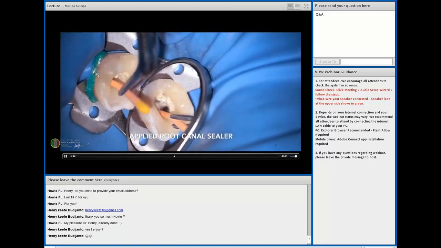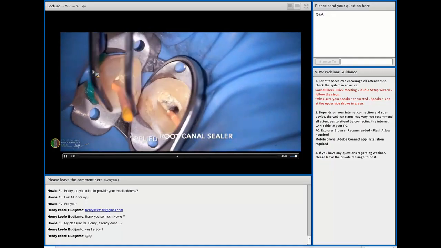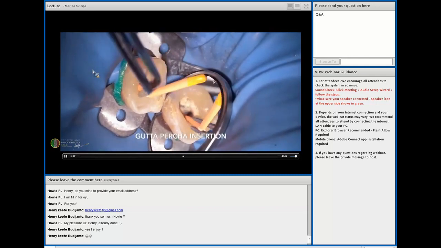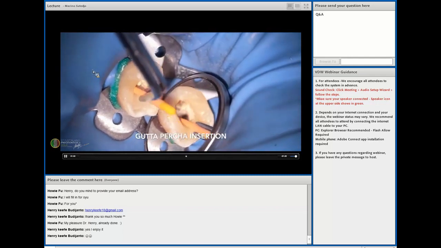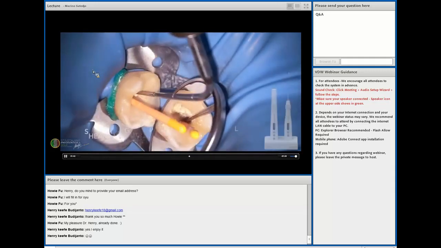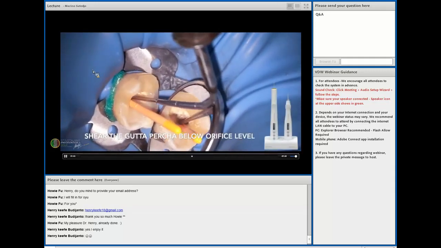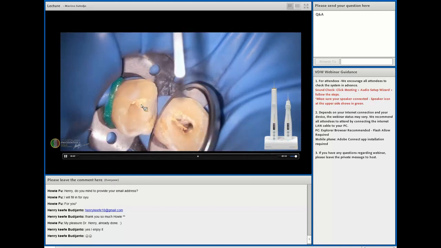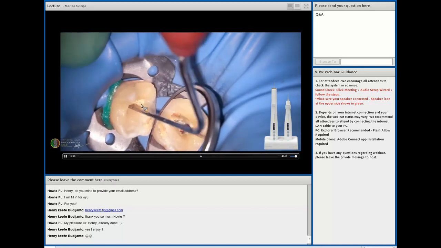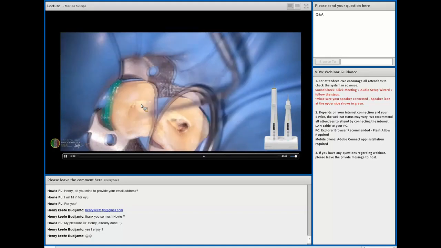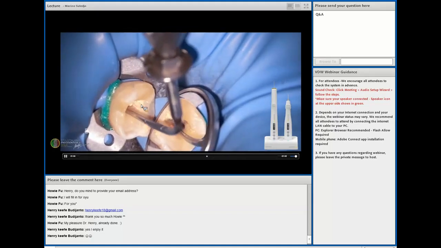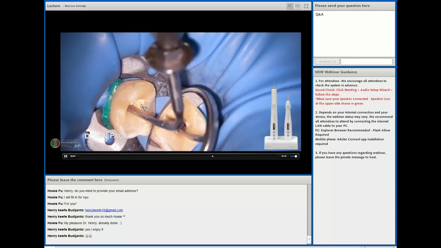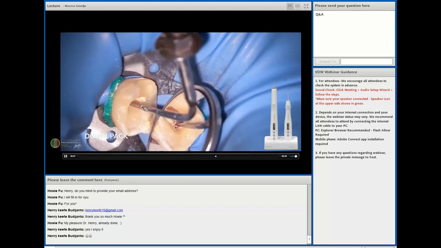And you put sealer. As you can see, I only use a little bit of sealer with my gutta percha. And you insert the gutta percha. As you can see, this is my working length position. So I try to fit my gutta percha 0.5 to 1 millimeter shorter from the working length, since I'm going to do my warm vertical condensation technique, and I am reducing my risk of overextension or overfilling of my filling material outside the canal space.